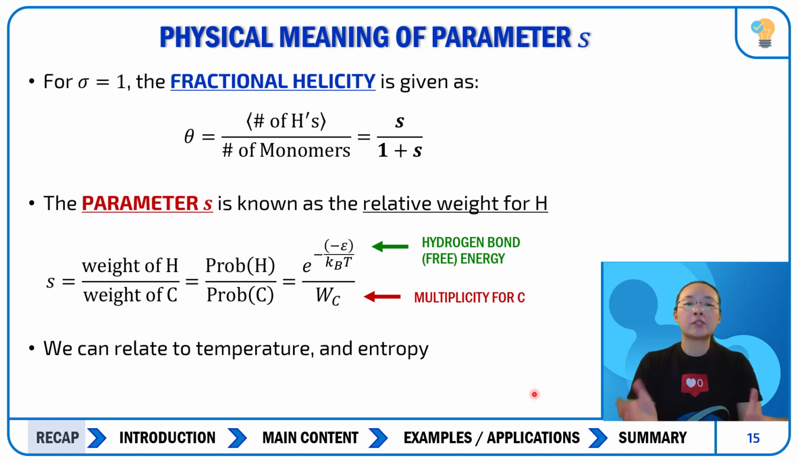So to summarize all of this, what we've discovered is that using the Lifson-Roig model, we can assign statistical weights to a helix or coil state. We can figure out the probability of getting each sequence, and we can also find the probability or the fractional helicity of that entire protein sequence. Once we figure that out, we'll be able to graph it. And once you graph it, because you know that the parameter S is related to temperature, it means we can also relate that parameter to entropy.